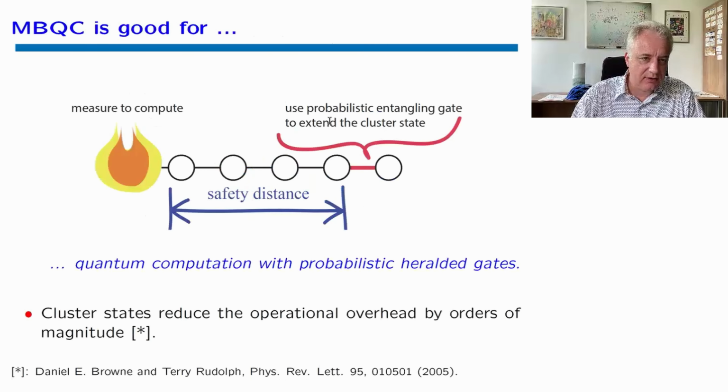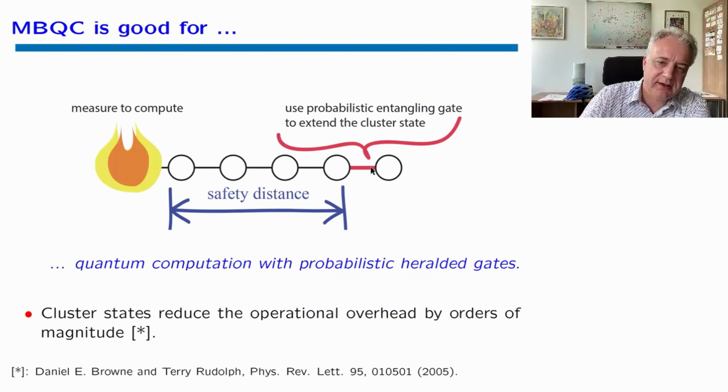Good. So now, what is measurement-based quantum computation good for? Related to what we've just seen: if you have quantum computation with probabilistic heralded gates, here there's a certain entangling gate, and we'll see this shortly, that you can use to make more cluster state to append to an already existing cluster state. Now assume that this entangling gate is heralded probabilistic. It sometimes succeeds and sometimes fails, but in every instance you learn whether the gate has succeeded or not.